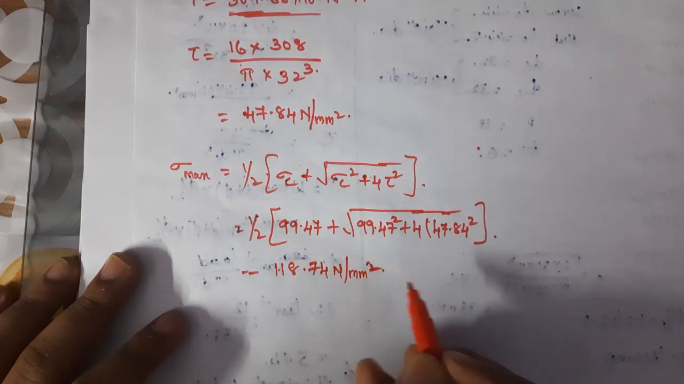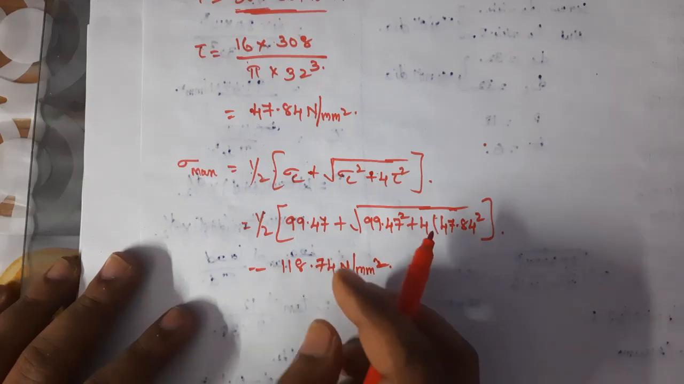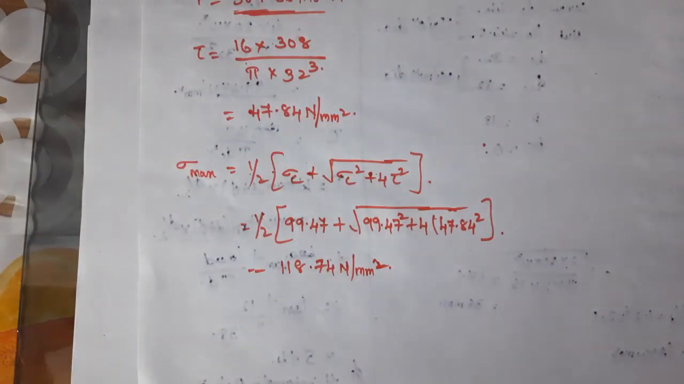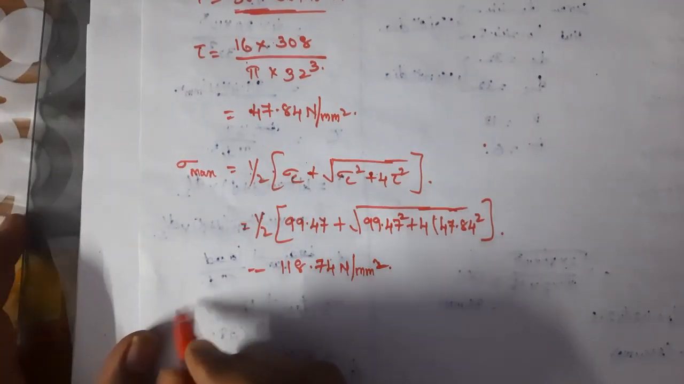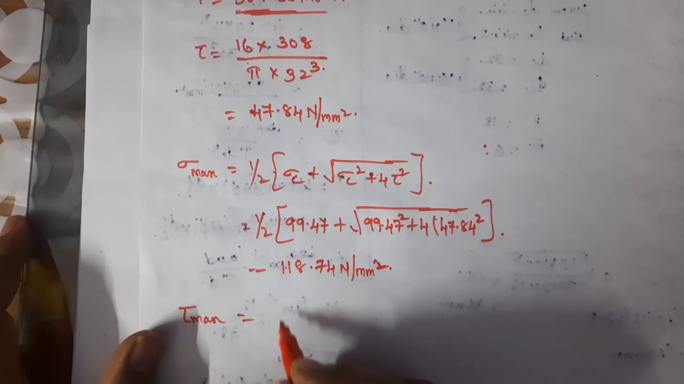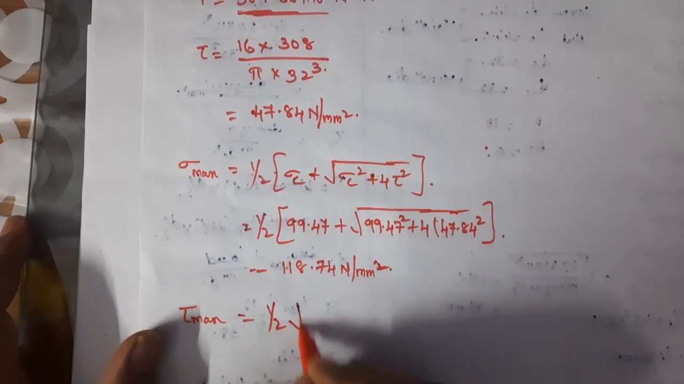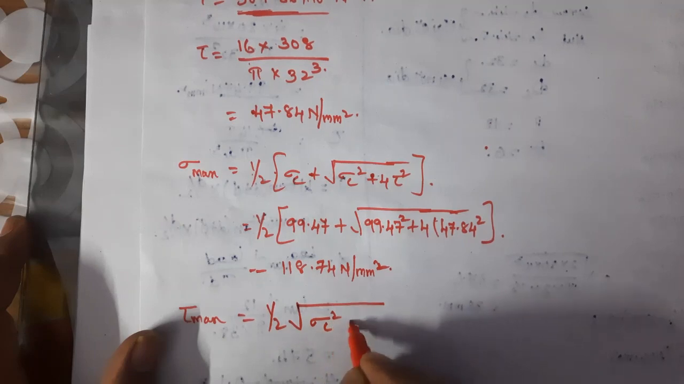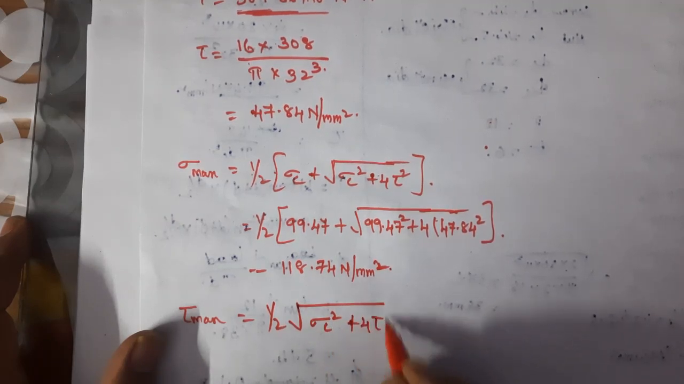If any one of you got a different answer, just try to find out why. Just concentrate on the procedure, because answers may vary a little bit from one calculator to another, maybe in decimal points. That doesn't matter. Tau max, maximum shear stress, is half of root over sigma c square plus 4 into tau square.